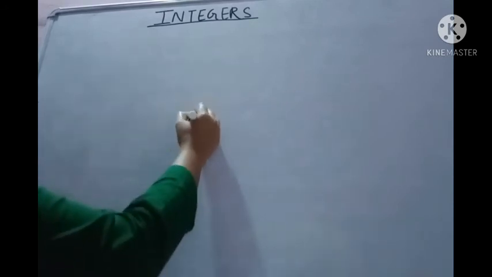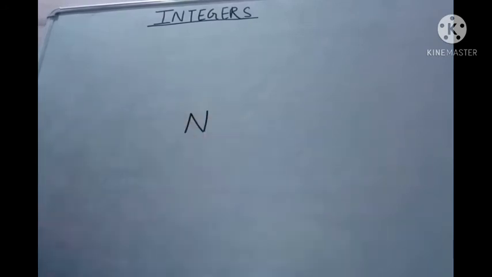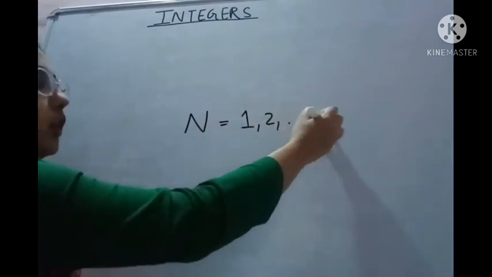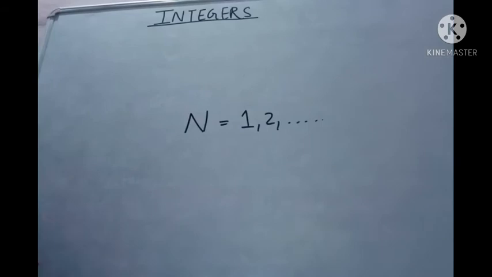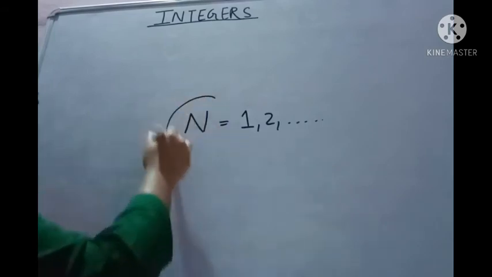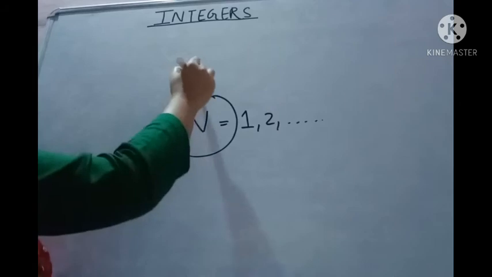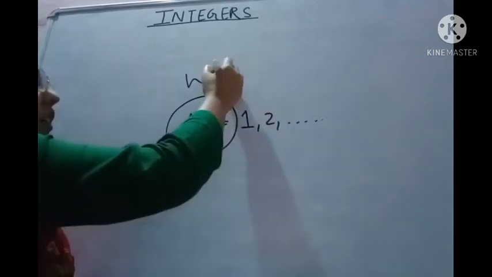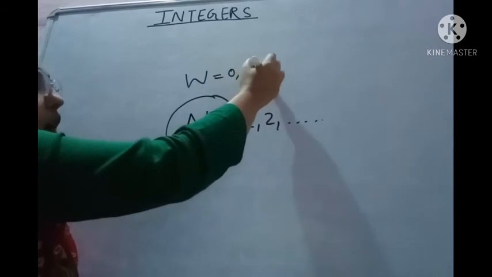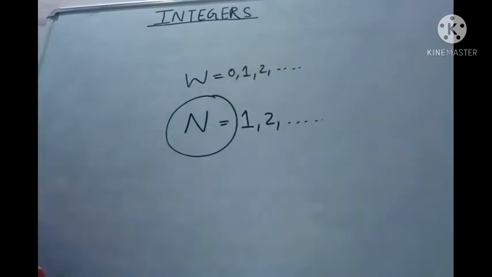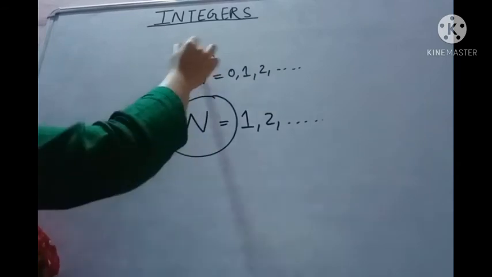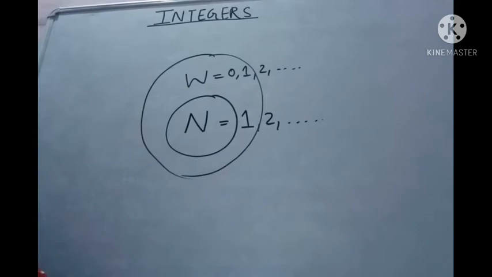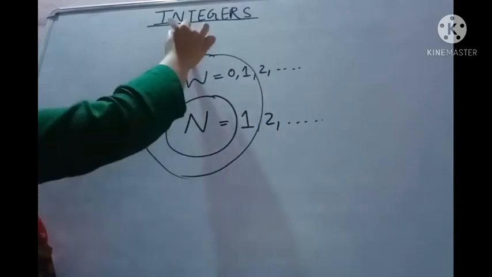We all know about natural numbers, which are represented by N. Natural numbers are all those numbers starting from 1, 2 and going on till infinity. After natural numbers, we have whole numbers, denoted with W. Whole numbers are the numbers starting from 0, 1, 2 and so on till infinity. After natural numbers and whole numbers, we have one more thing, which is integers.